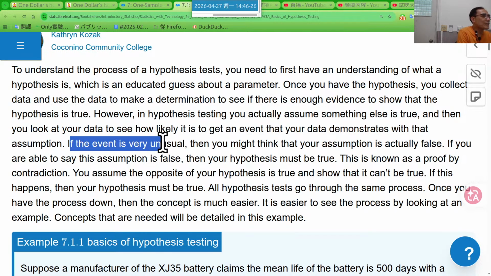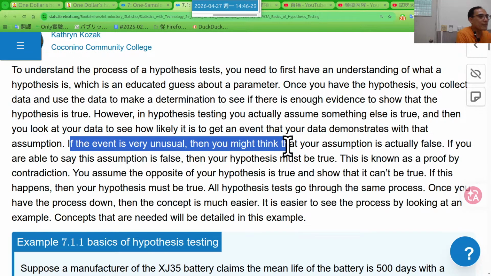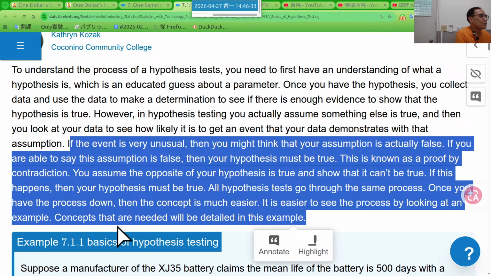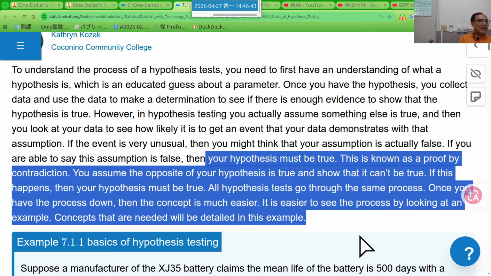If the event is very unusual, then you might think that your assumption is actually false. If you are able to say this assumption is false, then your hypothesis must be true. This is known as proof by contradiction. You assume the opposite of your hypothesis is true and show that it cannot be true. And if this happens, then your hypothesis must be true.